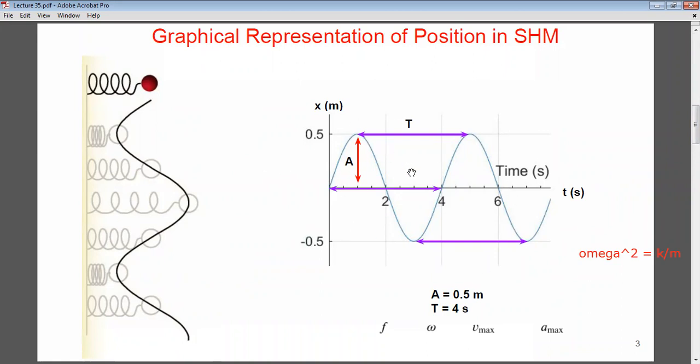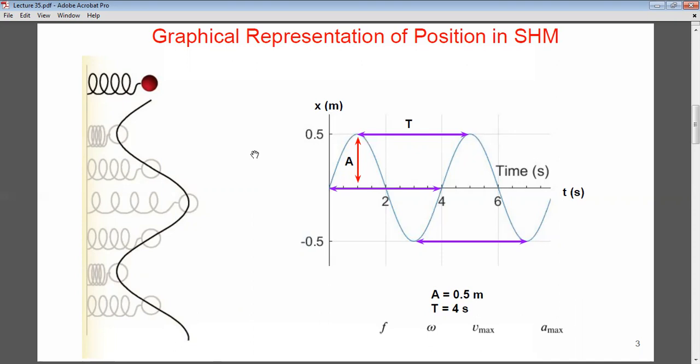Now, what information do we get from the graph? From the graph, we get two pieces of information. We get the amplitude, which is the maximum value on the x-axis, and we get the period, which is peak to peak, or equilibrium to equilibrium, or valley to valley, okay? This will be the time for one complete cycle. Once we have the amplitude and the time for one complete cycle, we can derive f because it's just 1 over T. We can derive omega because it is 2 pi f. We can derive v maximum because it is omega times A. And we can get a maximum because it is omega squared A.